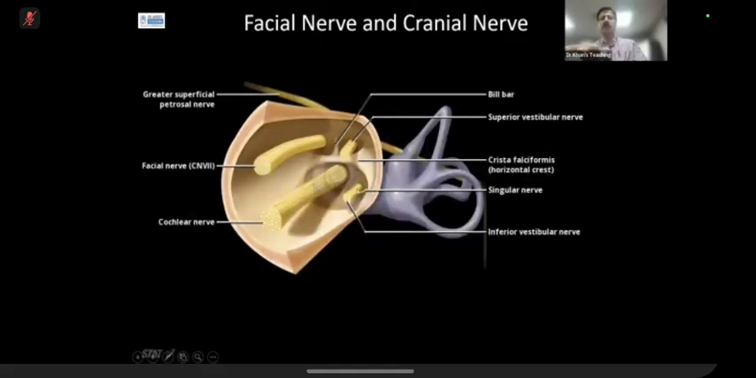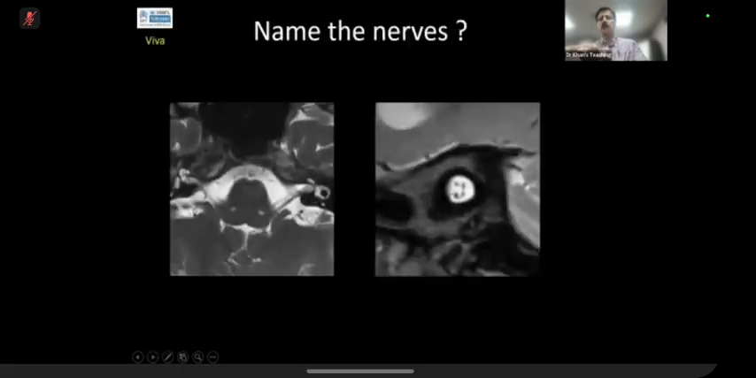Superior vestibular, inferior vestibular. So these 4 will be seen on a sagittal sequence, and this has been shown in the exam just like this. This is a coronal, sagittal oblique type of sequence. 7th nerve, cochlear nerve, superior vestibular, inferior vestibular.